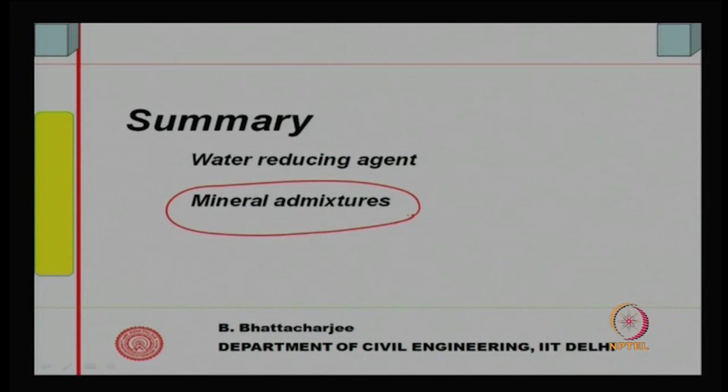Next class we will continue with the mineral admixtures, their effect on fresh concrete and their effect on durability and other issues. First we will look into fresh concrete, then their effect on hardened concrete, and lastly we will look into their effect on durability. So, I think we will conclude with this.